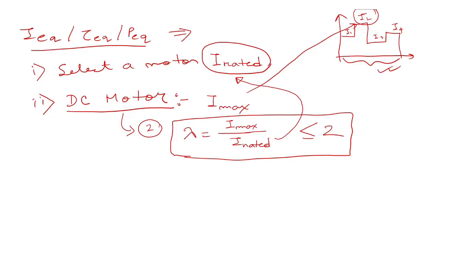If the lambda is more than 2, then we have to go back to step 1 again and select a higher rating, I dash rated, which is more than I rated. Now again we have to find the lambda dash and compare to 2. If it is less than 2, then it's okay. If not, then again go back to step 1. We'll discuss all these steps in the next video when we will solve a problem related to determination of motor rating.